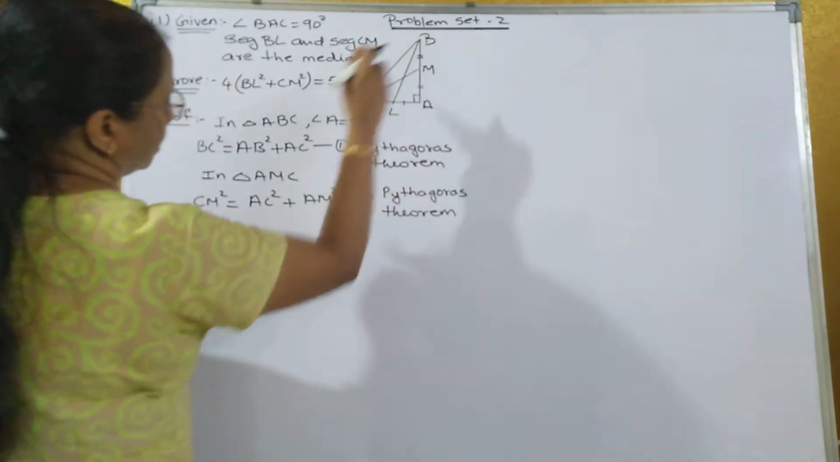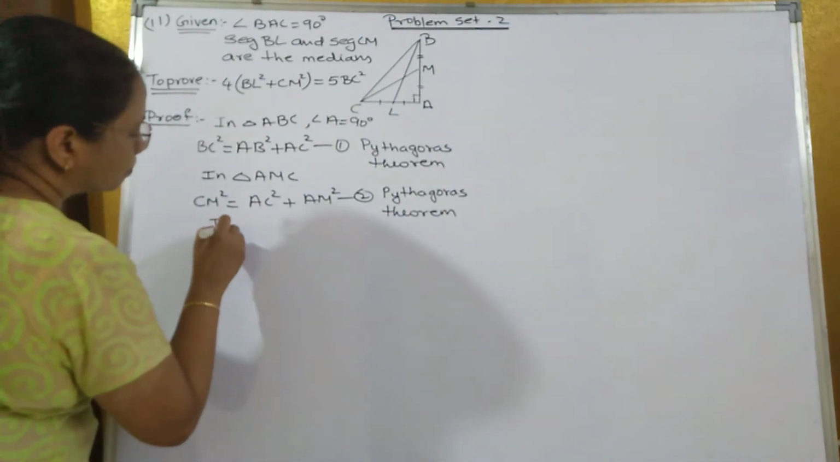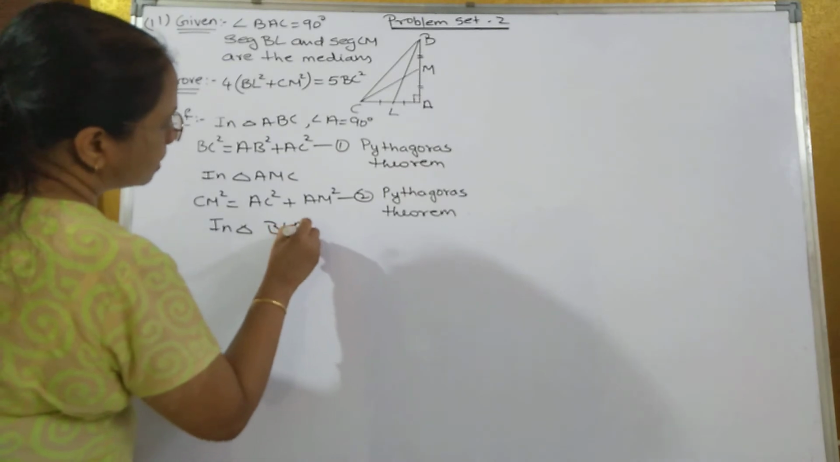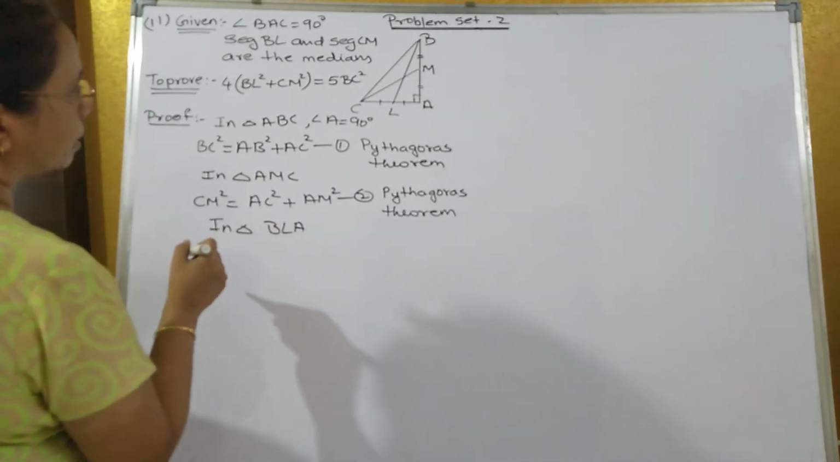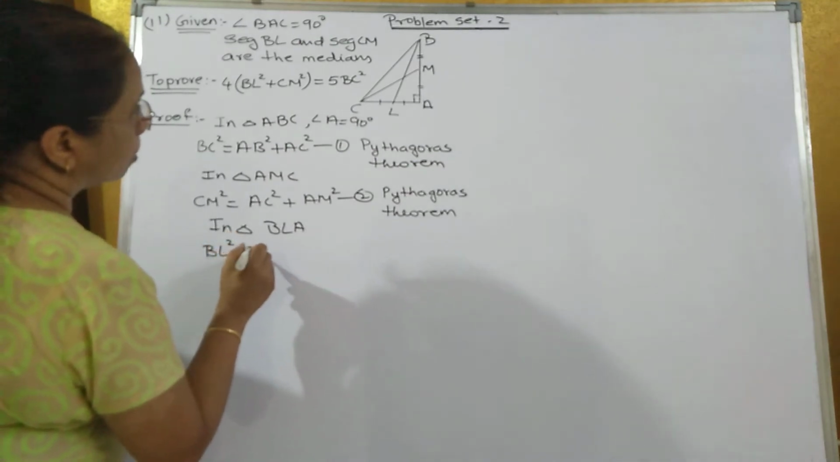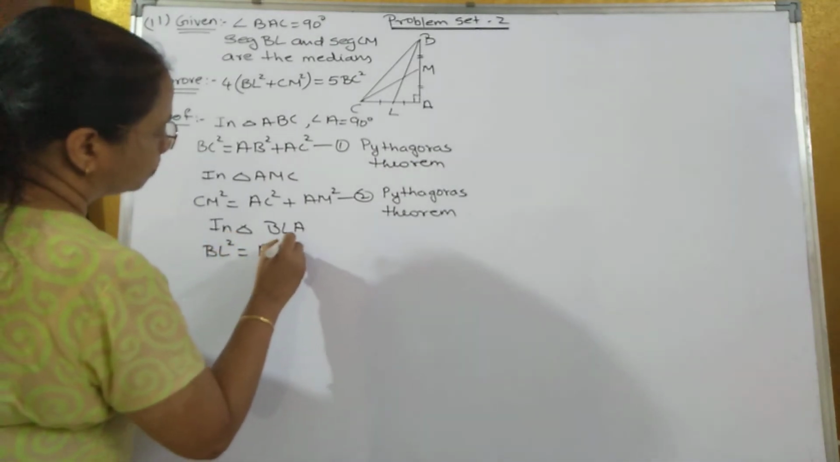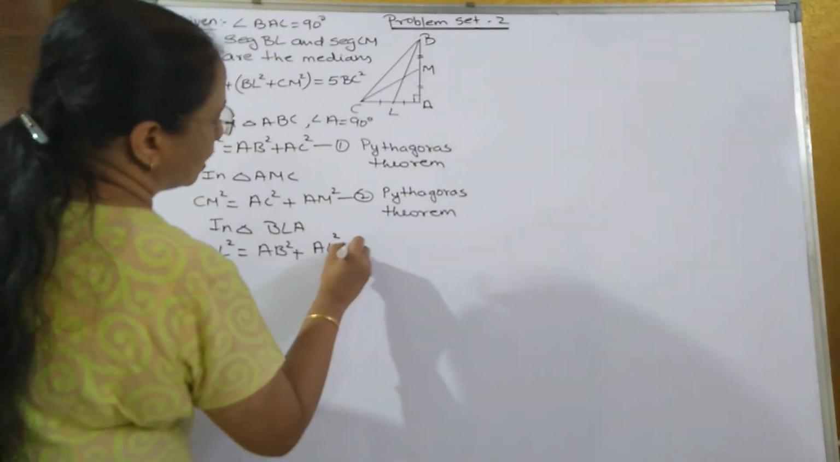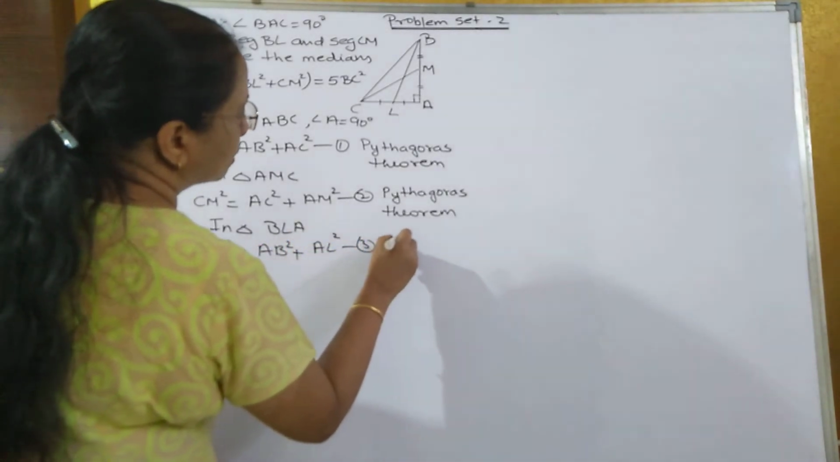Now take this triangle. In triangle BLA, again angle A is 90 degrees, so by Pythagoras theorem, BL square is equal to AB square plus AL square. Let this be 3, again by Pythagoras theorem.